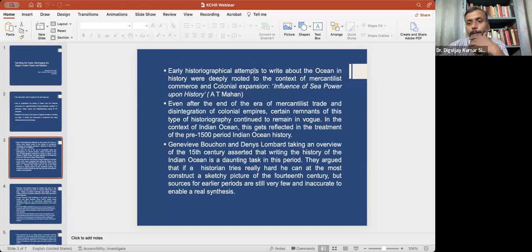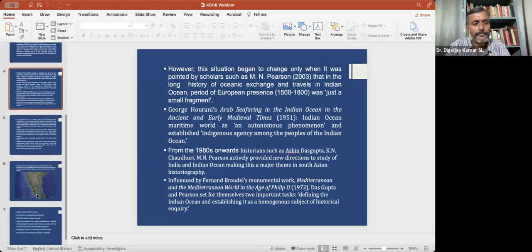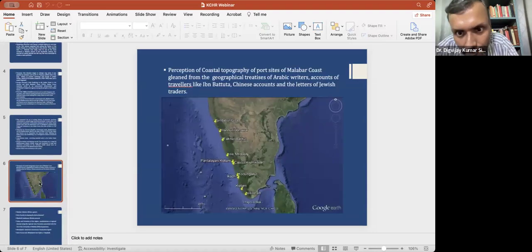So let us look at the perception of the coastal topography that is emerging from these types of sources. Now, you will see in this map some of the sites dotted on the Google map, which are the identified port sites discussed in a range of these textual sources, as well as Geniza letters, as well as the Chinese sources. I have not talked about the Chinese sources. We also have Chinese sources of the 13th and the 14th century, which talk about many of these coastal sites.